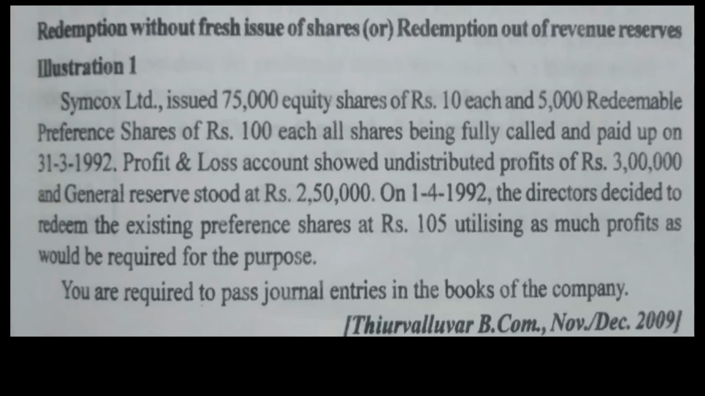The preference share value given here is 5,000 into 100 each, which gives 5 lakh, so you will write 5 lakh. If you read the last line, they redeem the existing preference shares at 105. Now they are paying 105 instead of 100, extra 5 rupees, which means the preference shares are redeemed at a premium of 5 rupees. The problem says in the balance sheet the P&L account shows undistributed profit of 3 lakh and general reserve shows 2,50,000. Now we'll go to the sum.